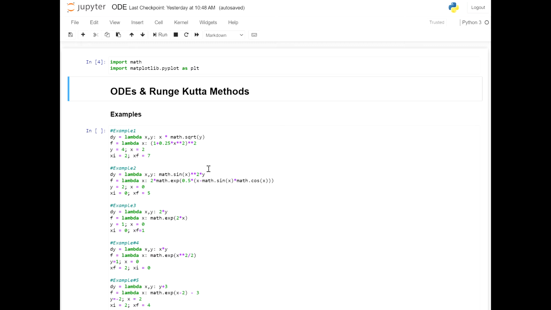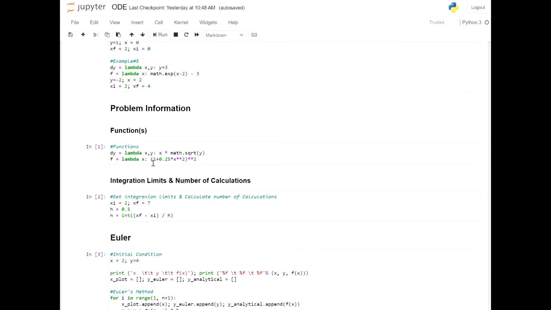Now I have created a notebook here that houses all of the 6 methods, and with this notebook all you need to do is change 3 different things here, and you can evaluate any differential equation using all 6 methodologies. So let's see what the changes are.